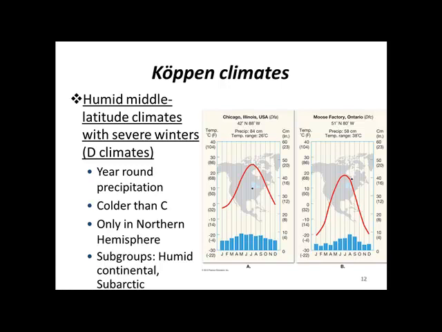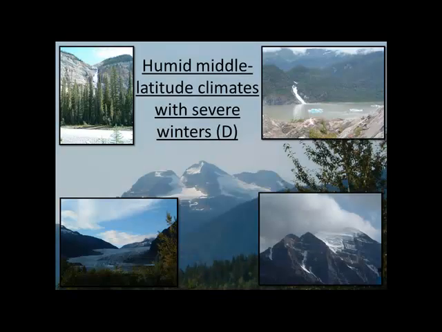By looking at the climograph, you can see that there's a drastic change in temperature from summer to winter, and there's precipitation throughout the whole entire year. So Chicago, Illinois, and Moose Factory, Ontario, are characteristic of the D climates. You can see there they exhibit vegetation, trees, mountains, glaciers, ice, and liquid water.